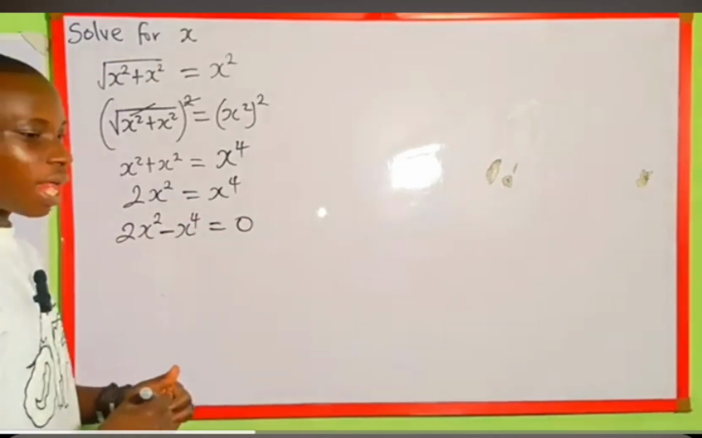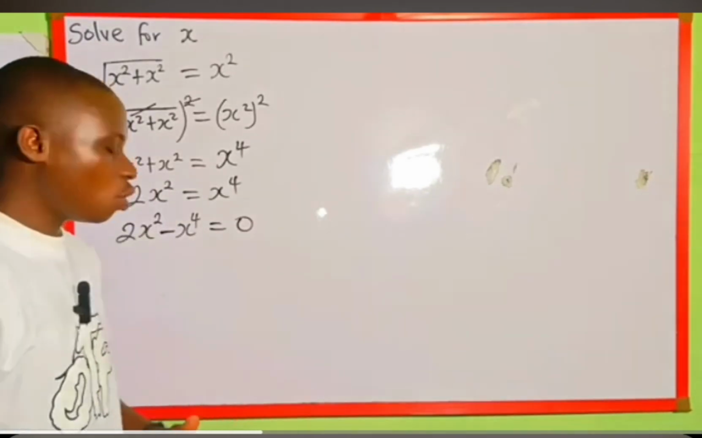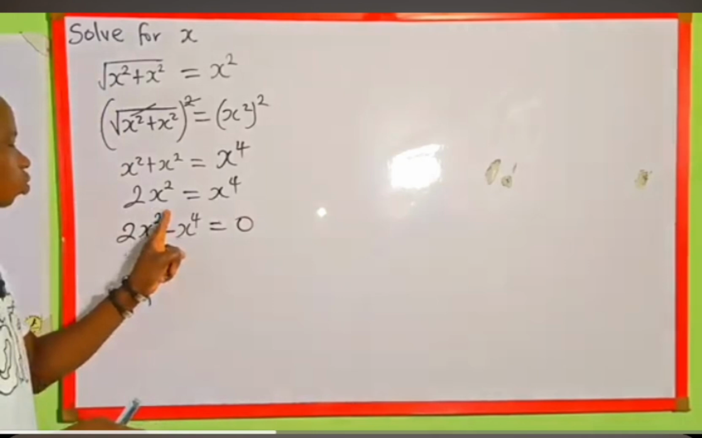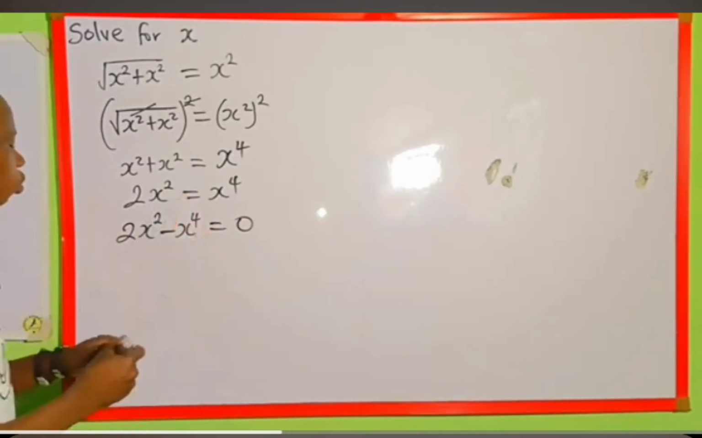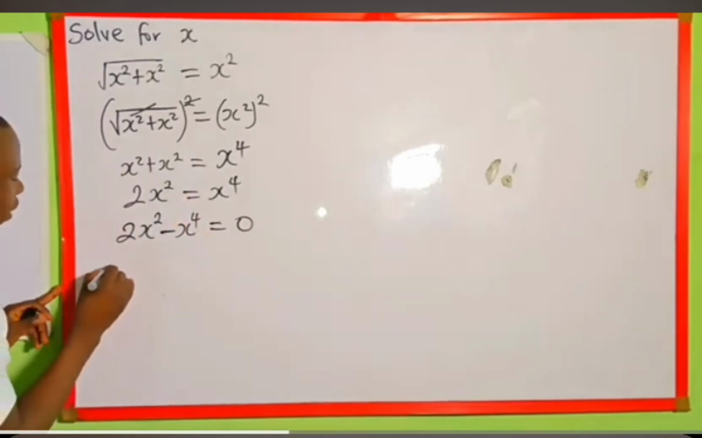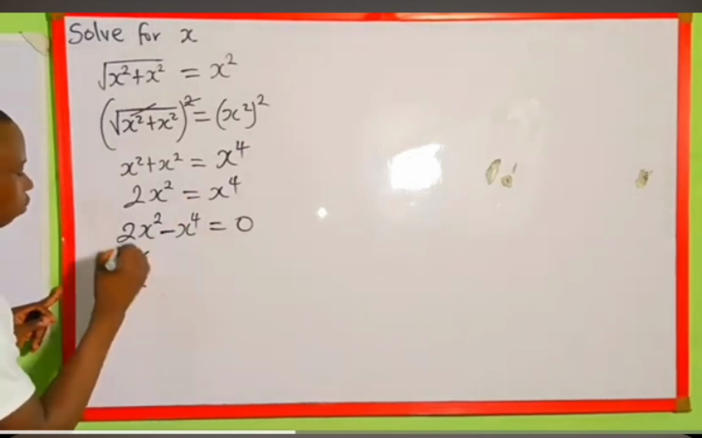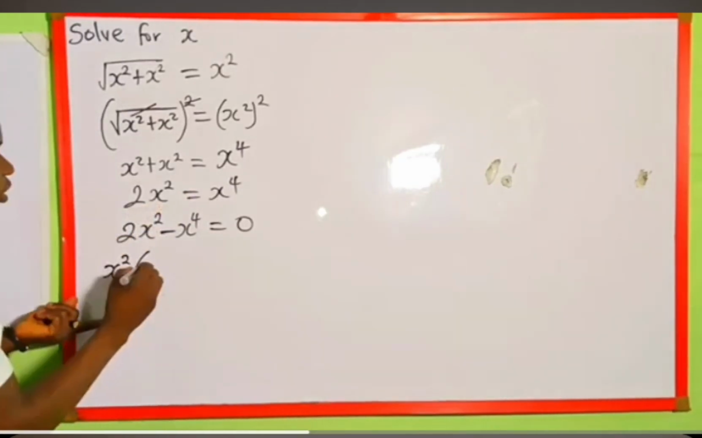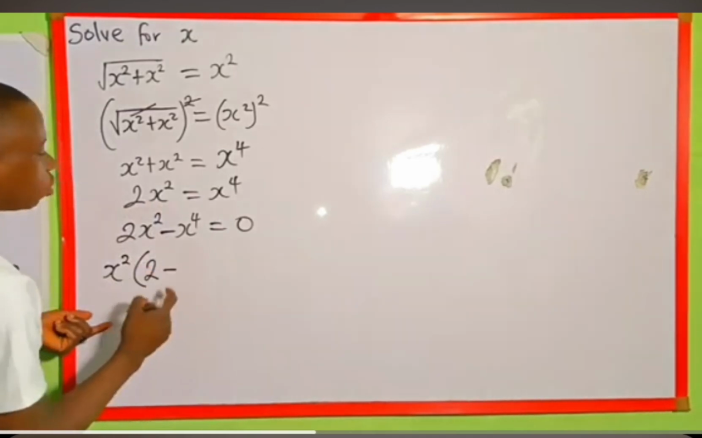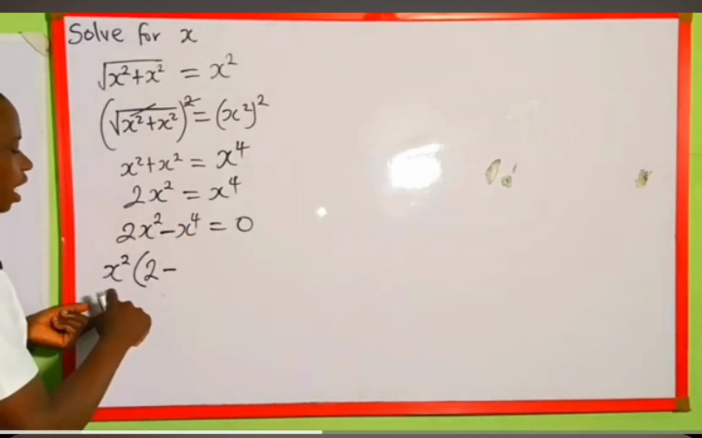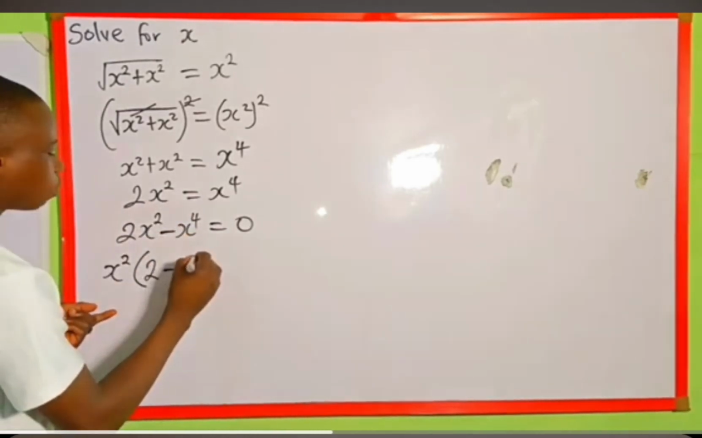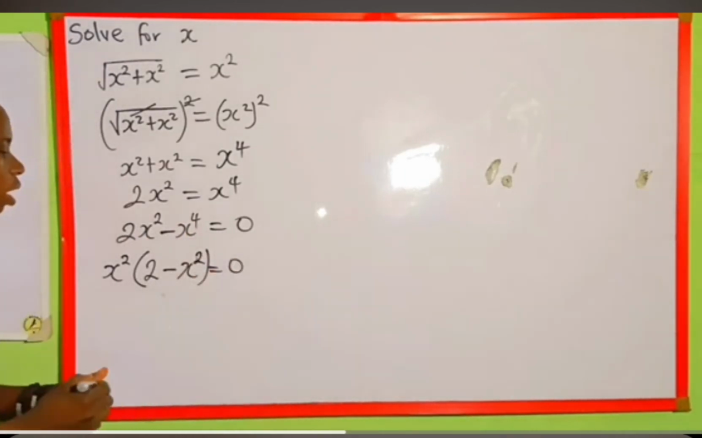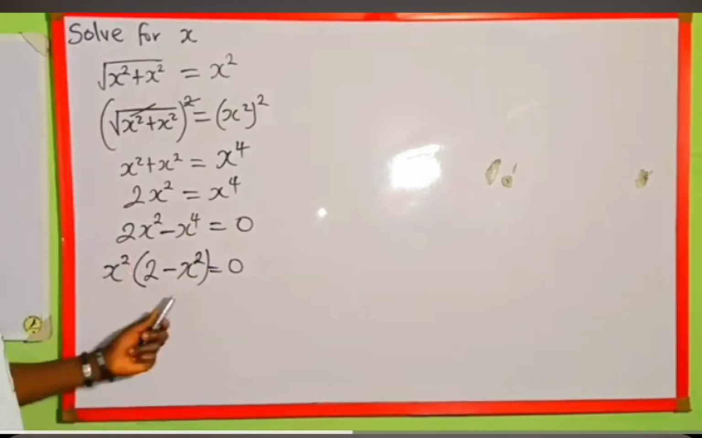Now if you look at the left hand side, we have something in common: x to the power 2 and x to the power 4. So x to the power 2 can go into x to the power 4. So x to the power 2 is common. We factor out x to the power 2, then we open a bracket. 2x to the power 2 divided by x to the power 2 remains 2, then minus x to the power 4 divided by x to the power 2 remains x to the power 2, which is equal to 0. And remember, x to the power 2 is multiplying this bracket.